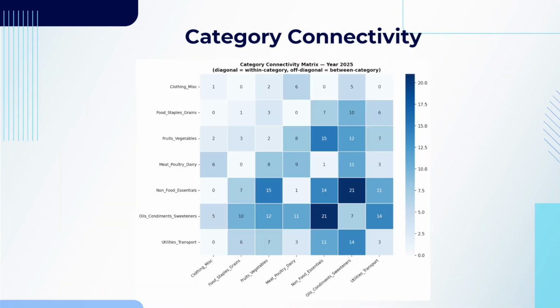This is our category connectivity matrix for 2025. What's fascinating here is that the darkest boxes, representing the highest price synchronization, are mostly off diagonal. For instance, the strongest link of the year, with 21 connections, was between non-food essentials and oils and sweeteners. This mathematically proves that inflation wasn't isolated to specific food groups. The price shock spilled over and caused contagion across entirely different sectors of the economy. Meanwhile, sectors like clothing remain almost completely disconnected from this network.